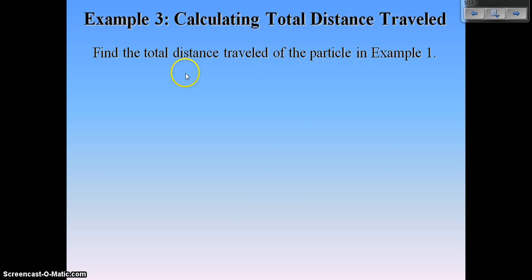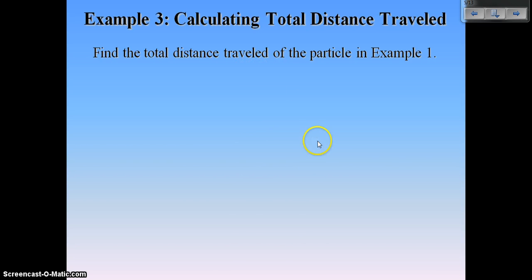Alright, calculating total distance traveled. Actually, I misspoke on the last slide. I said total distance. It wasn't total distance, it was the final position. There is a difference between final position and total distance traveled. If you imagine a starting point and you think about final position, you could go left and right, left, right, left, right, left, right, and if you ended up back where you started, your final position would be a change of 0. But that doesn't account then for the total distance that you traveled.